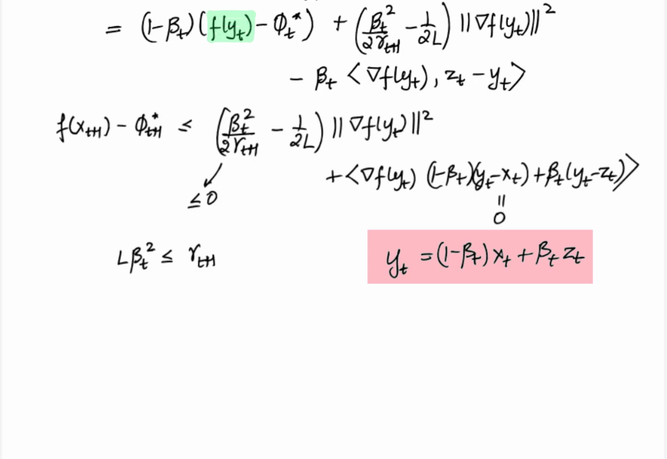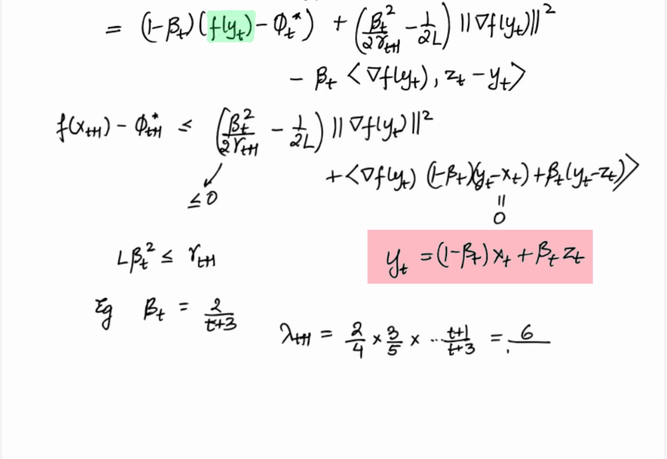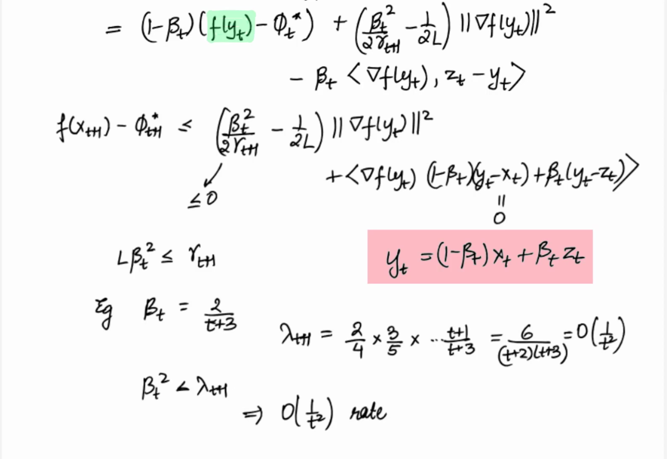It remains to ensure that this choice of parameters is not self-contradictory. First, we consider an example set of parameters that gives us the desired rate. Let us consider beta t equal to 2 over t plus 3 and gamma 1 equal to L. Then it can be seen that lambda t plus 1 is equal to the product from i equal to 1 to t of (1 minus beta i), which is equal to 2 by 4 into 3 by 5 and so on till t plus 1 by t plus 3, which evaluates to 6 divided by (t plus 2) into (t plus 3), which is basically an order 1 over t square quantity. And for this case, you can verify that beta t square is less than equal to lambda t plus 1. So in this example, we have seen that we can also get the required rate of order 1 over t square with this choice of parameters.